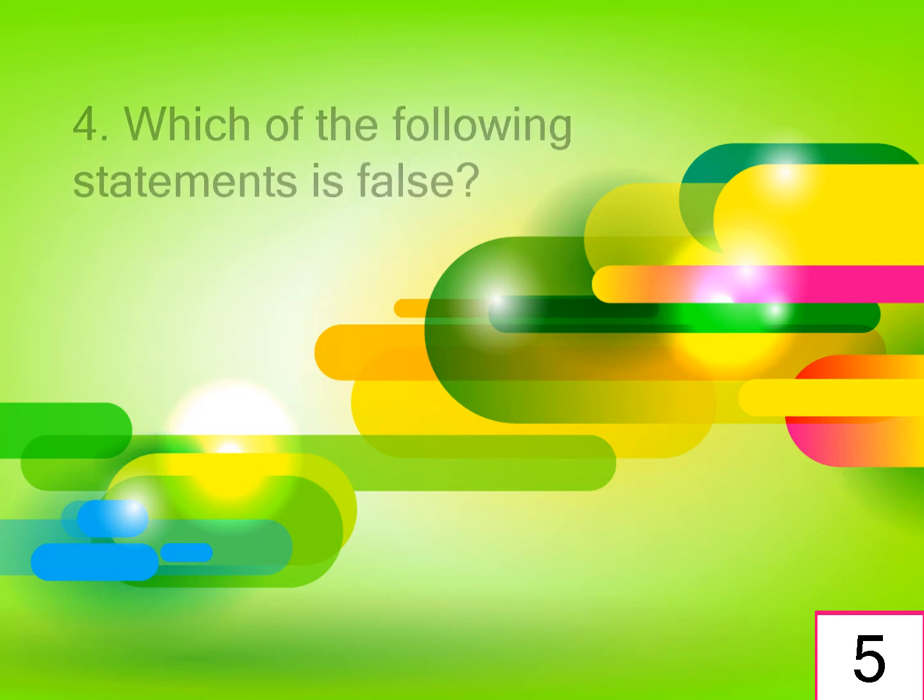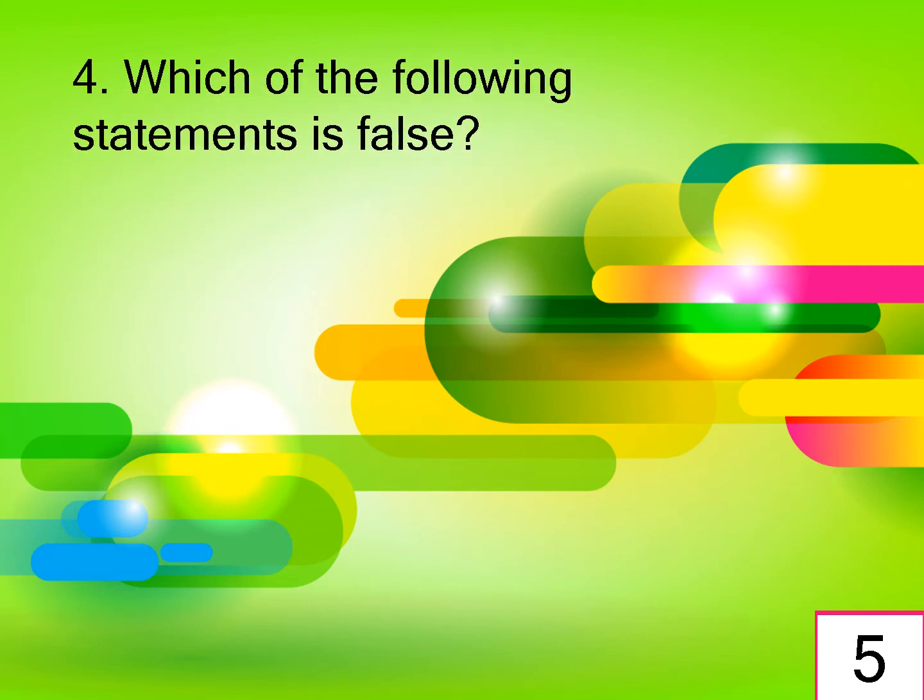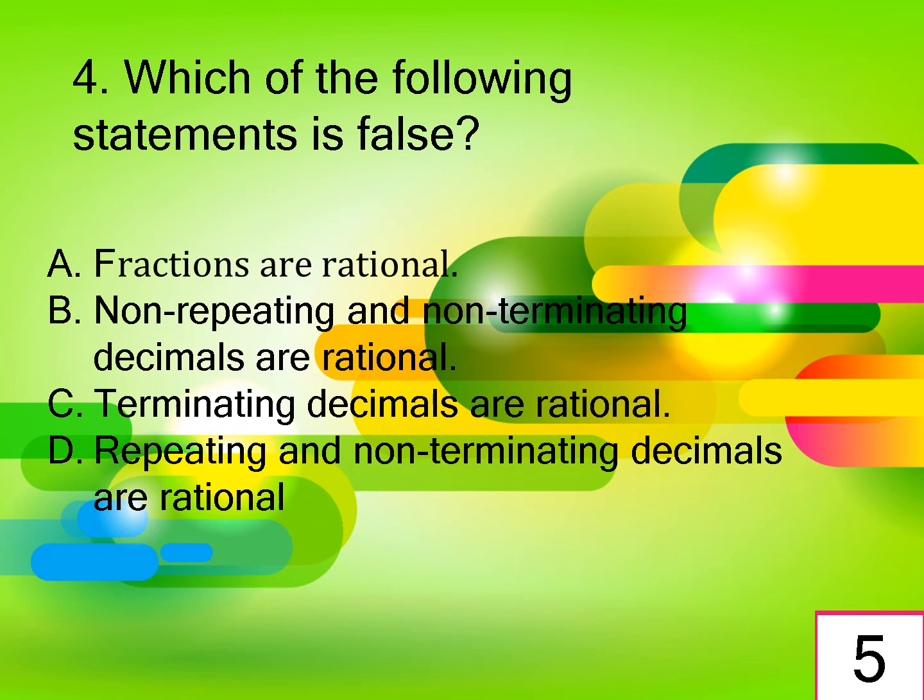Let's have number 4. Which of the following statements is false? Is it A, fractions are rational? B, non-repeating and non-terminating decimals are rational? C, terminating decimals are rational? Or D, repeating and non-terminating decimals are rational? Timer starts now.